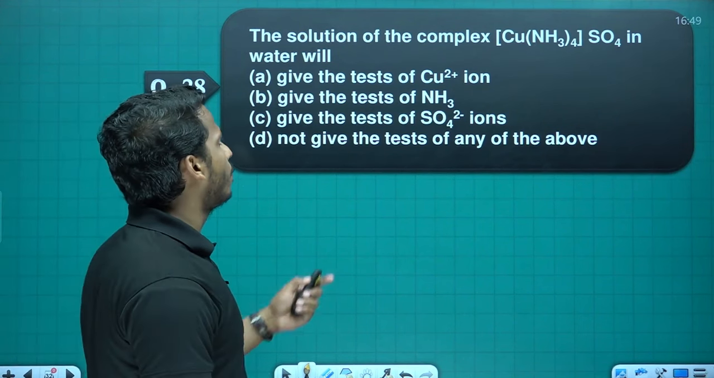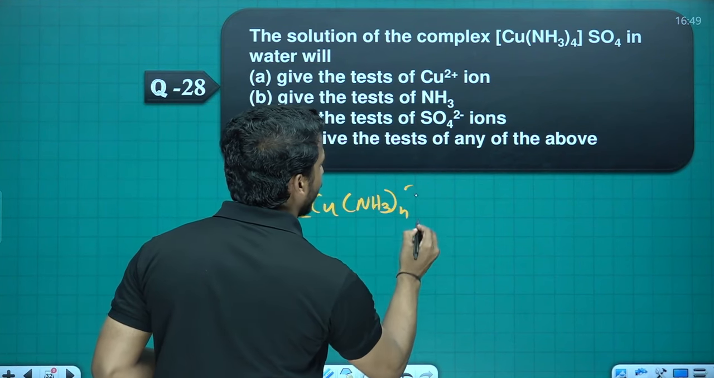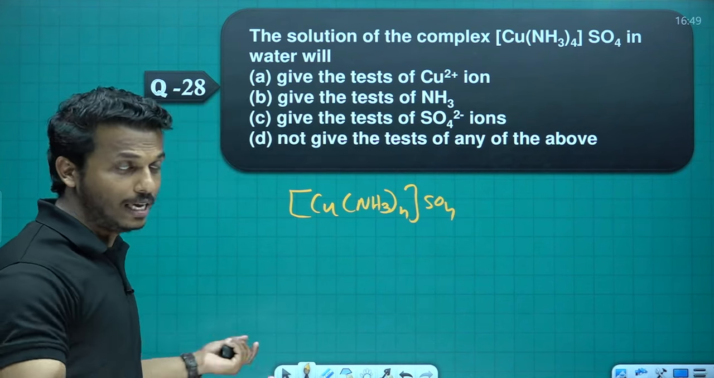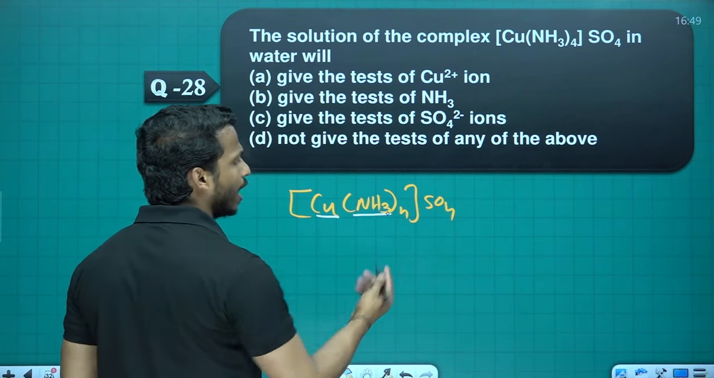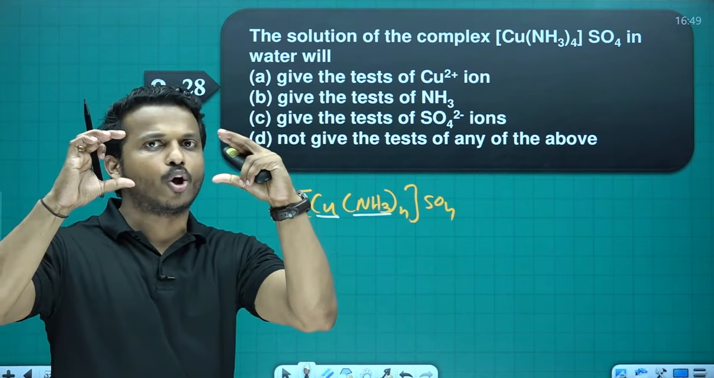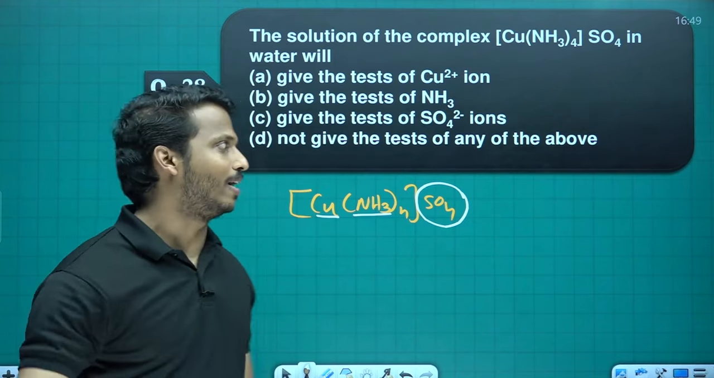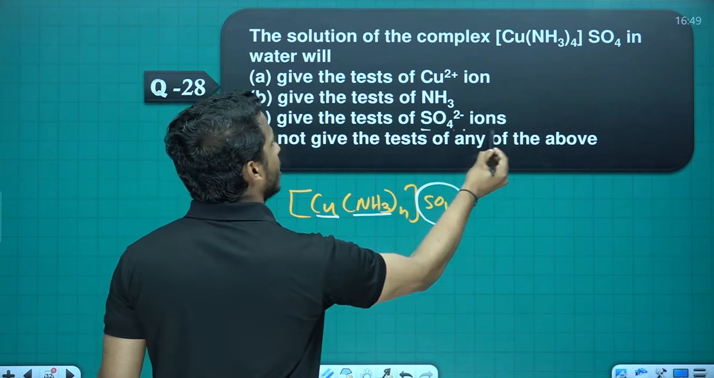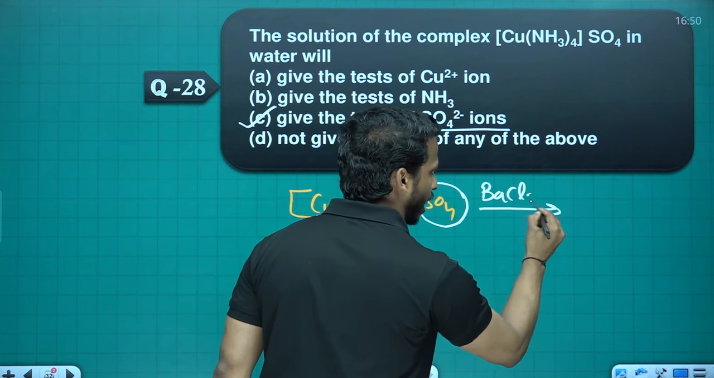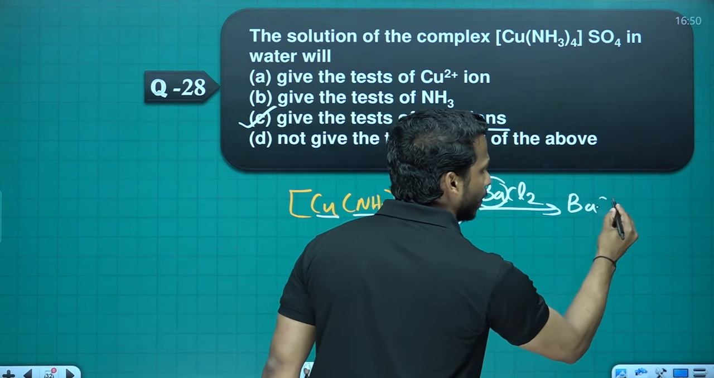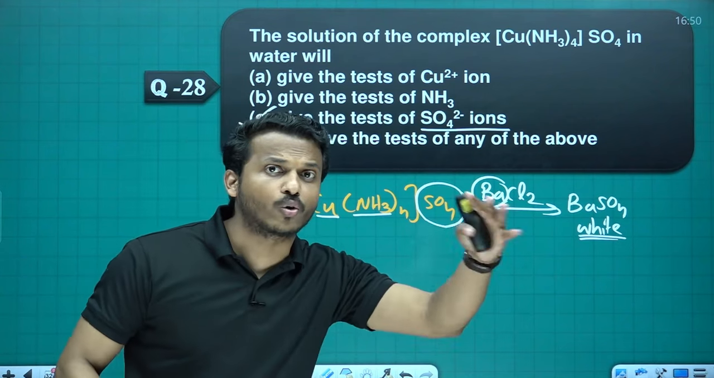Then the solution of the complex, what is the complex given? [Cu(NH3)4]SO4 in water will give the test of sulfate ion. Very simple, my dear. See, copper and ammine, they do not come out. The sphere does not break. Only what is present outside, that is the counter ion, can undergo complete reaction. So it gives the test of sulfate ion. For example, if you treat this compound with barium chloride, this barium combines with the sulfate and you will get barium sulfate, a white precipitate. Remember, only the counter ion can undergo complete reaction.